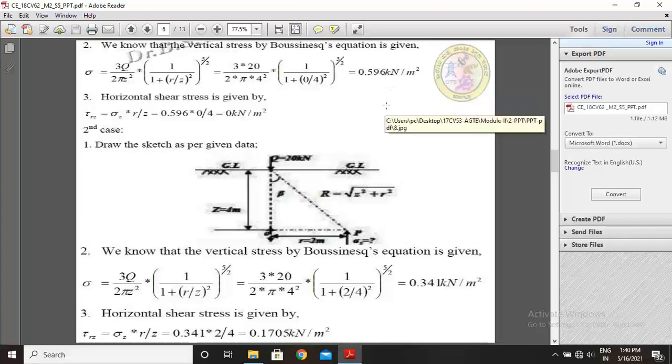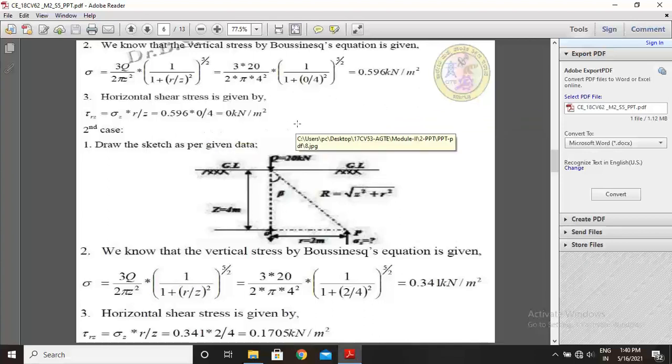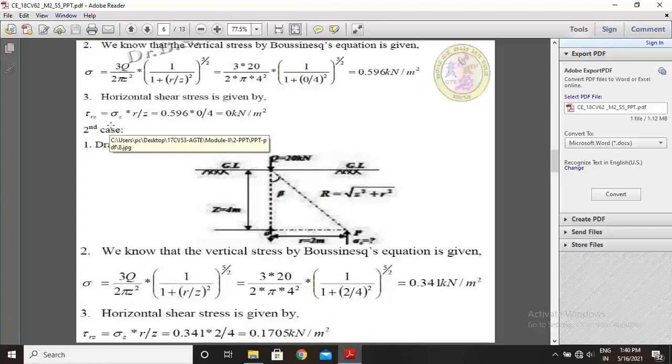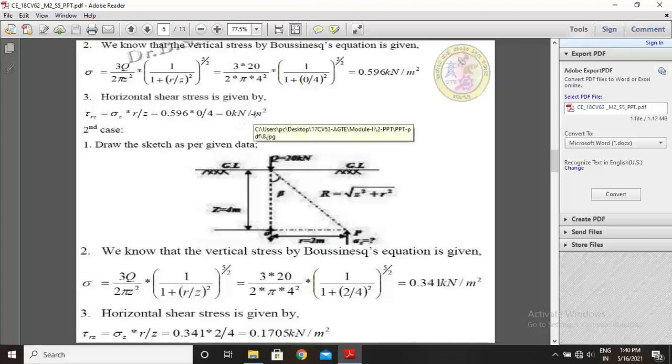That is stress unit. Next step, horizontal shear stress is given by tau RZ equal to sigma Z into R by Z. So here sigma Z is 0.596 into R is 0 divided by Z is 4. So answer is 0 kilonewton per meter square. This is a horizontal shear stress.